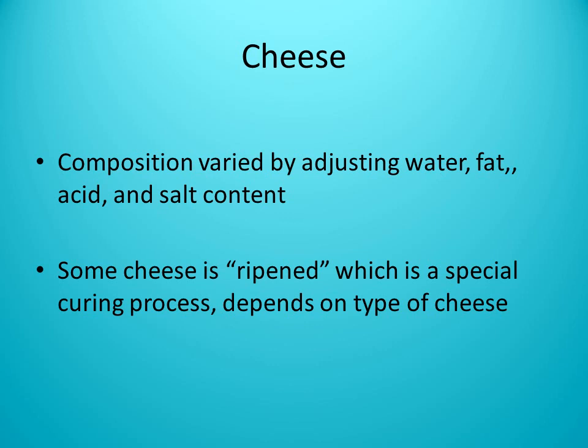For cheese, how do you get the different types of cheese? Part of it is adjusting the amount of water, fat, acid, salt content in the overall composition. Some cheese is ripened, where it has a special curing process. It just depends on the specific type of cheese that you're making, and also, once again, which microorganism you are using.